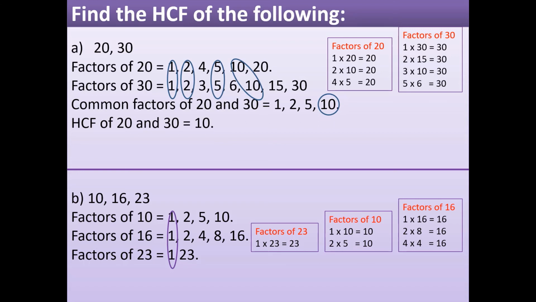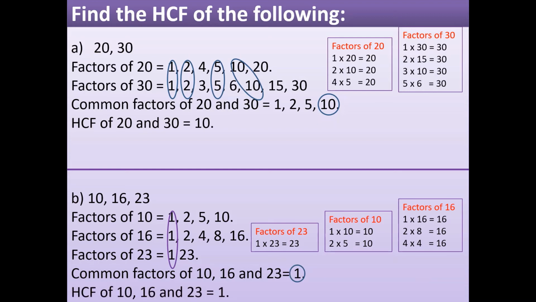Step 2. Find the common factor. So common factors of 10, 16 and 23 is equal to 1. Step 3. Find the HCF. So HCF of 10, 16 and 23 is equal to 1.